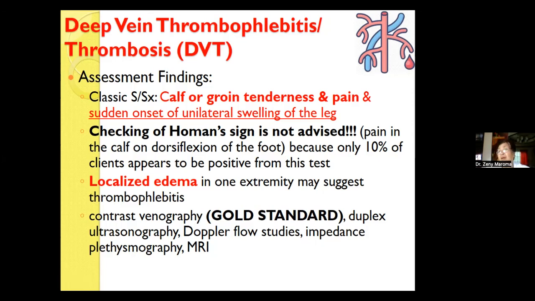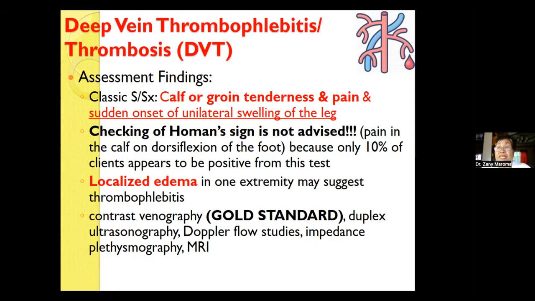But anyway, okay, so you are seated now. You dorsiflex your foot. Okay, now I am dorsiflexion. Dorsiflex the foot. Tingnan mo kung may pain on the leg muscle kayo. Pagka may pain on the leg muscle, yun yung Homan sign. Deep vein thrombosis. There's localized edema in one extremity. Suggests thrombophlebitis. And gold standard test, X-ray visualization of the vein.